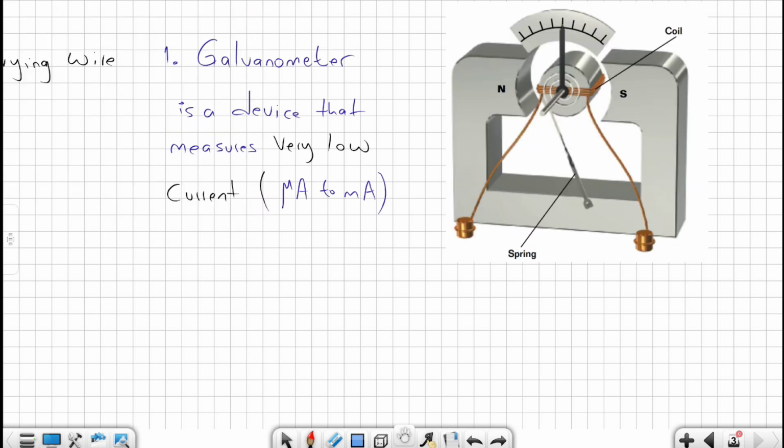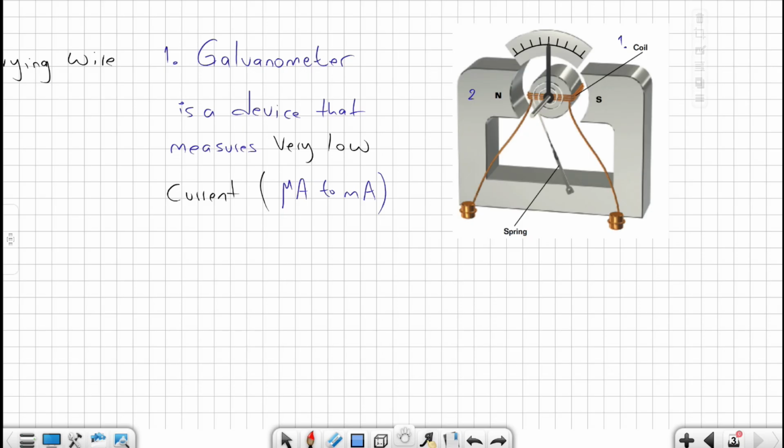And this is the diagram of a galvanometer. The first one is a coil. The second one is a permanent magnet. We have a scale here, and the scale has a 0 in the middle, positive on the right side and negative on the left. And we have a needle to measure the current. And we have a soft iron here to increase the efficiency.